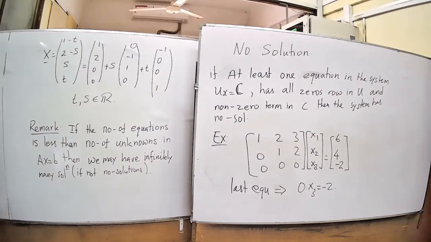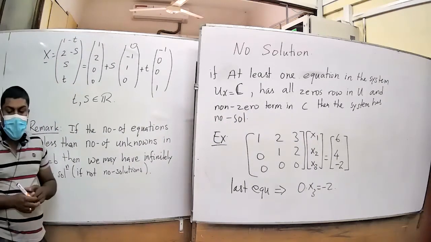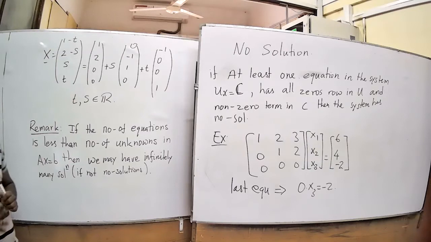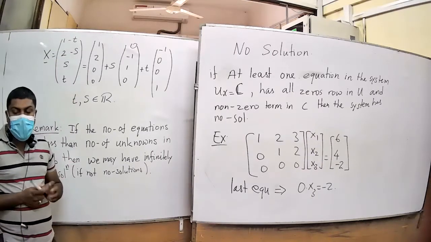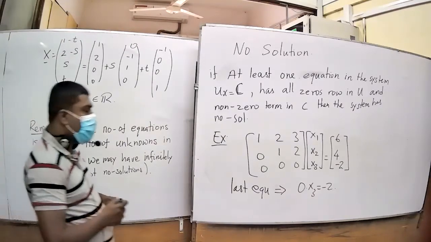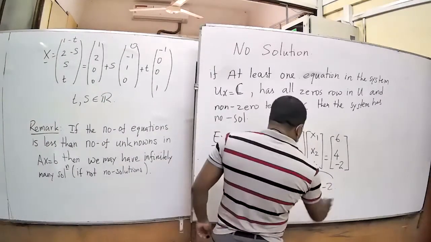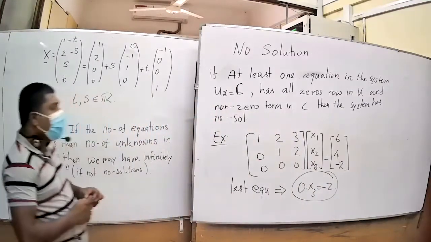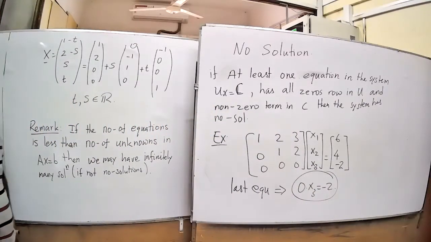If you solve the last equation by back substitution, what you get is 0 times x3 is equal to minus 2. You all know that is wrong, right? So you cannot have 0 is equal to minus 2. If you end up with this kind of situation in the upper triangular system, then you can see that the system has no solution. So the no solution case is easy. You just need to look for a row with all zeros, but the right hand side is not equal to 0.